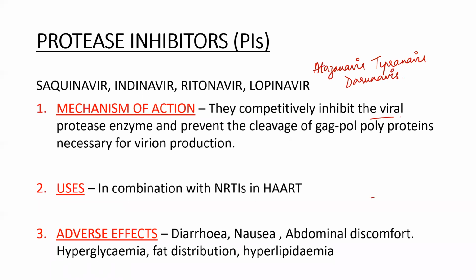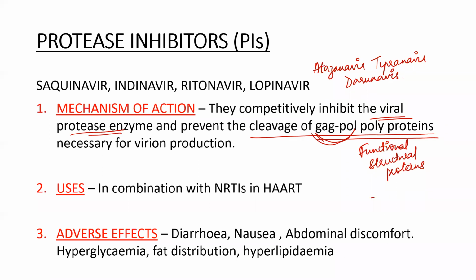Now the mechanism of action is quite simple. They inhibit the viral protease enzymes and prevent the cleavage of Gag-Pol polyproteins. That I've told you in the last step, that the protease enzymes initiate a process of maturation in which newly formed polypeptides are converted into functional structural proteins. So the name of those polyproteins is Gag-Pol polyproteins. Now, when it prevents the cleavage of this, functional structural proteins of the virus are not formed, and when they are not formed, new virions are not produced. So that is a simple mechanism of action of protease inhibitors.